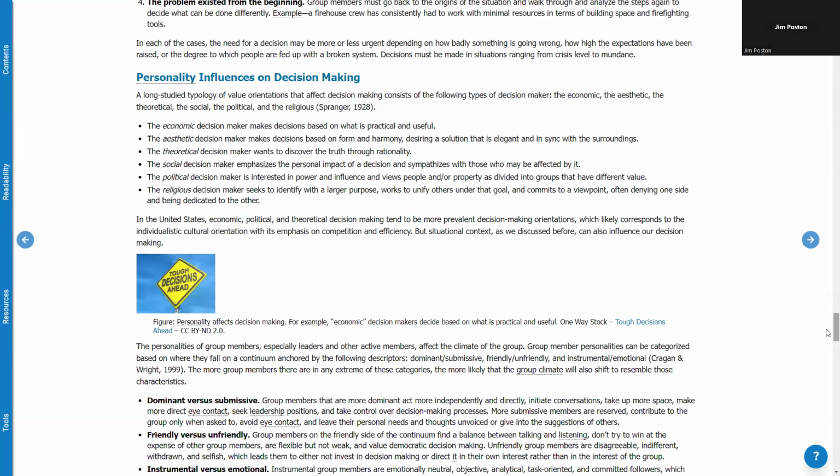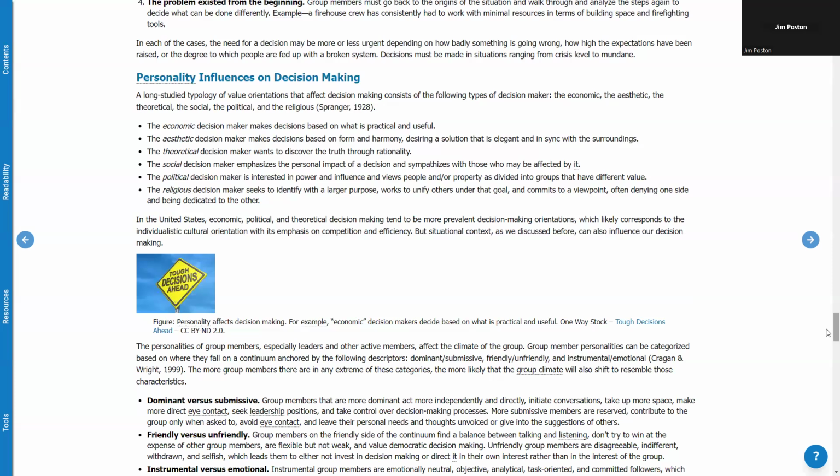In each of the cases, the need for a decision may be more or less urgent, depending on how badly something is going wrong, how high the expectations have been raised, or the degree to which people are fed up with a broken system. Decisions must be made in situations ranging from crisis level to mundane.